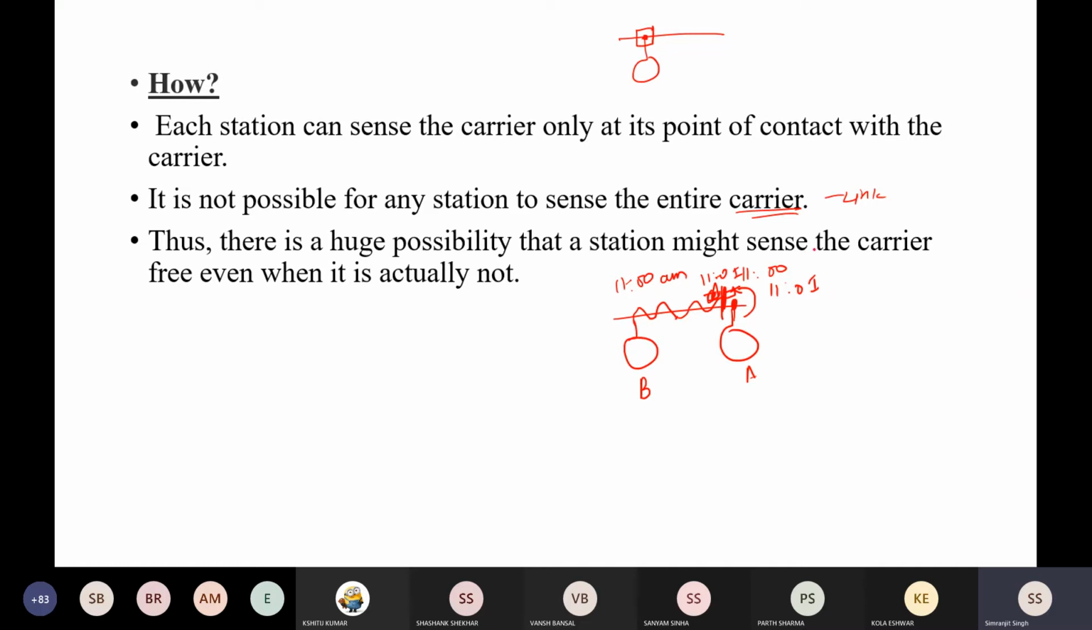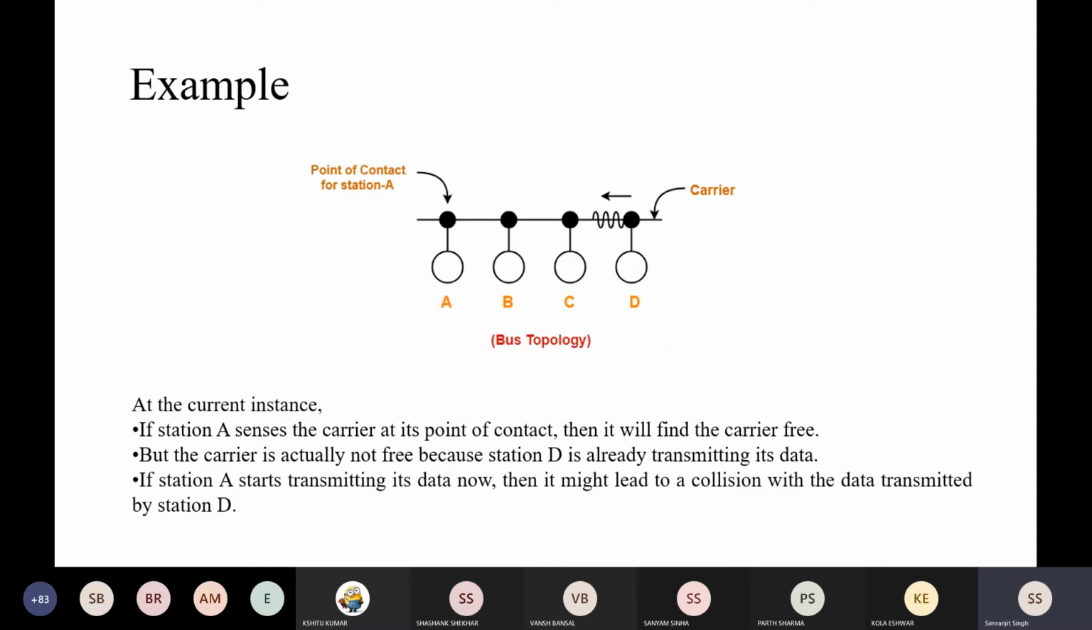Now you see here that a station might sense the carrier wrongly. At 11, A has sensed the carrier and found it free, but actually the carrier is not free because B is transmitting onto it. That is the main disadvantage, because it can only sense the particular point to which it is connected. It cannot look into the whole wire to see whether any signal or any bit is going on or not. So this is the example here.